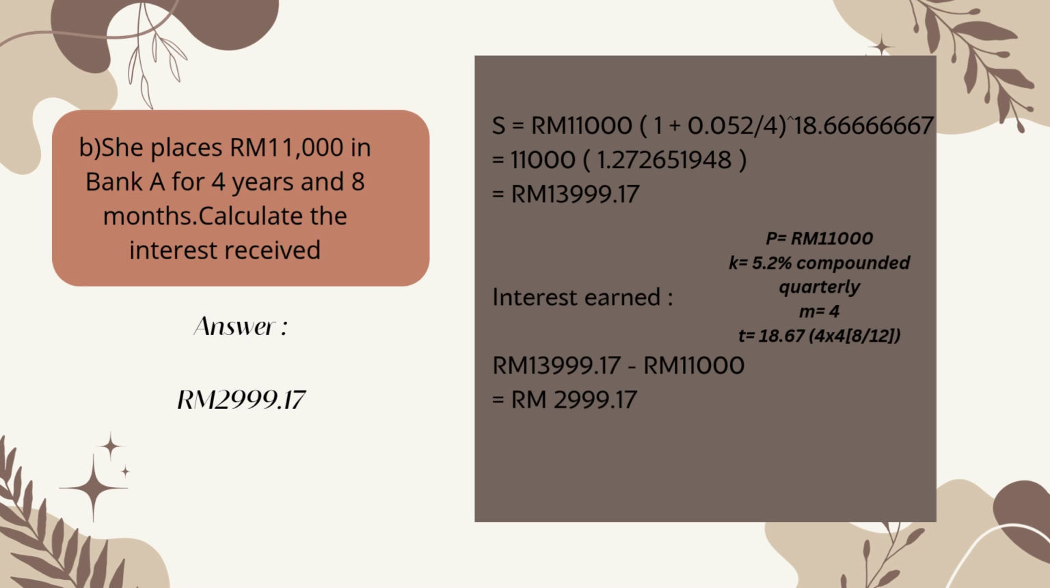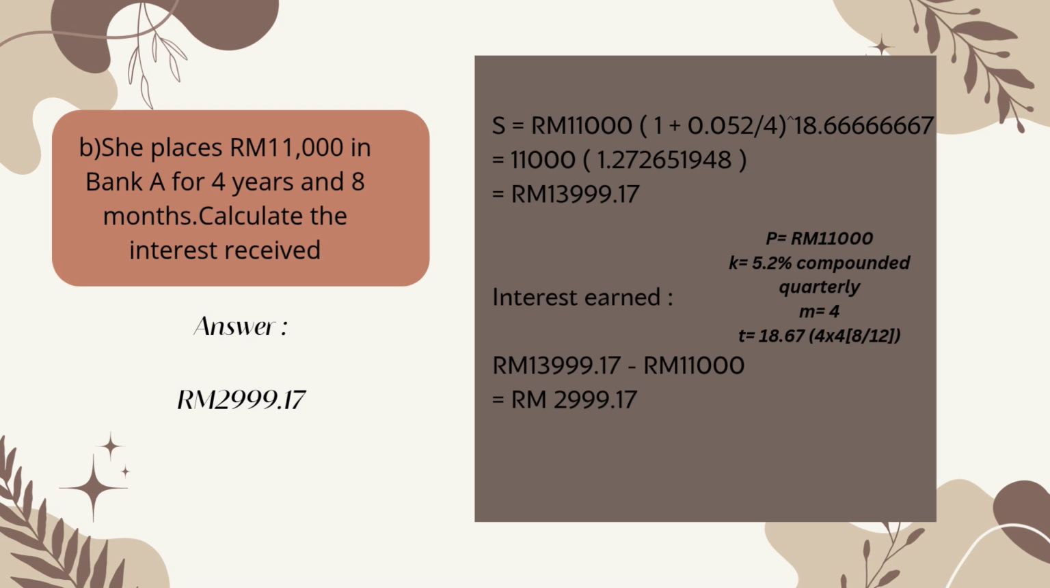For question B, she places 11,000 in Bank A for 4 years and 8 months. Calculate the interest she saved. So we list the details again, which is P equals 11,000, K equals 5.2% compounded quarterly, M equals 4, T equals 4 years 8 months, N equals 18.66666667, as the result of 4 times 4 in bracket 8 divided by 12.